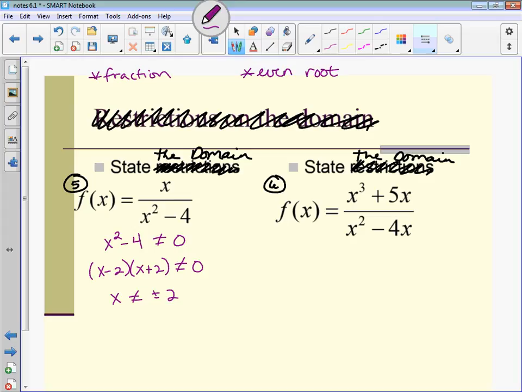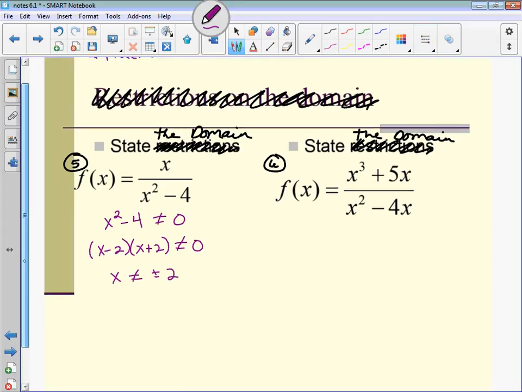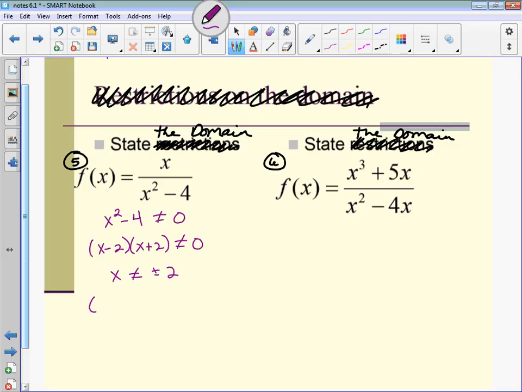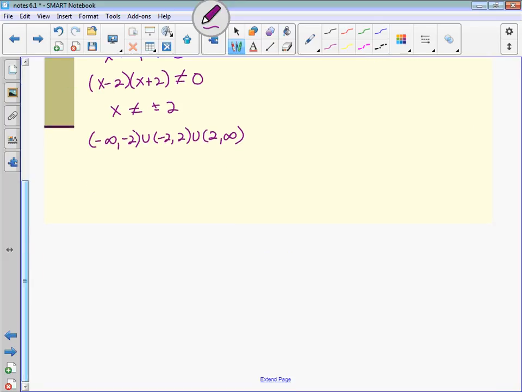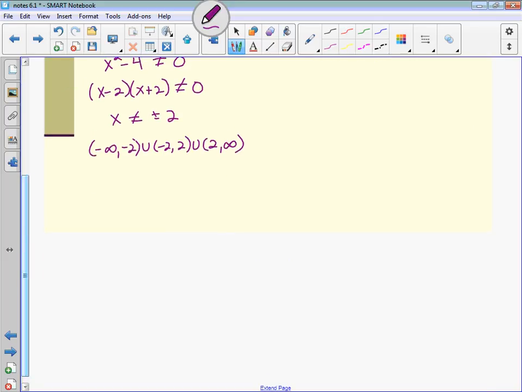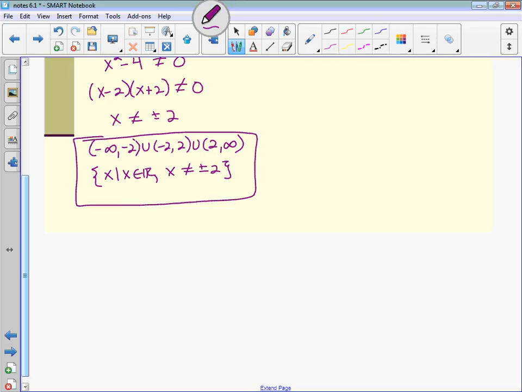Actually, writing your domain, you have to write it in the proper notation. So you've got two options. You can do the interval notation, which is negative infinity to negative 2, negative 2 to 2, 2 to infinity. Okay, you're jumping over the negative 2 and the 2. Let me move this up a little for you guys. Or you can do the set notation. You've got your nice squiggly bracket, x such that x is an element of the reals. X cannot equal positive or negative 2. Either of those works just fine for me. Okay?